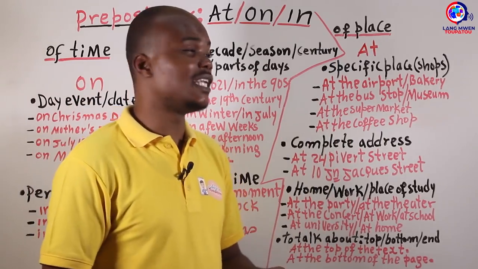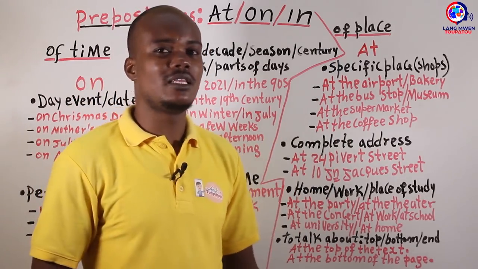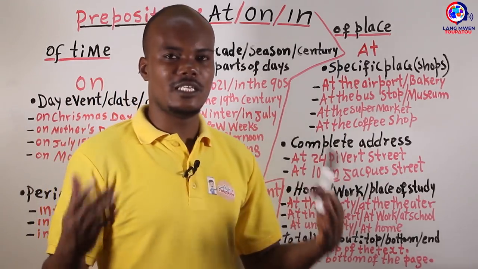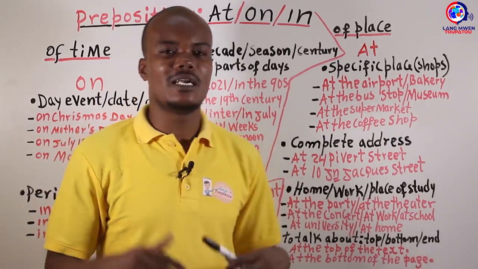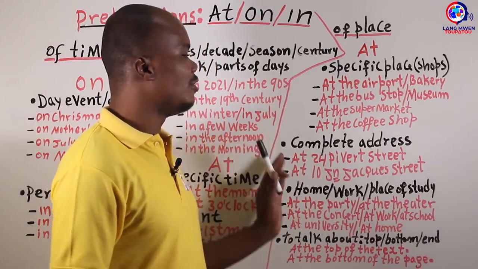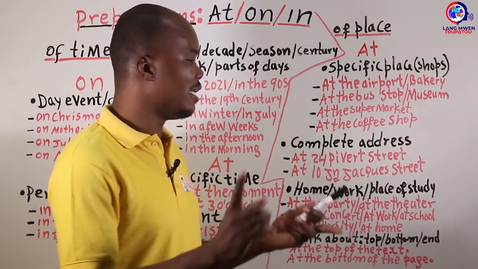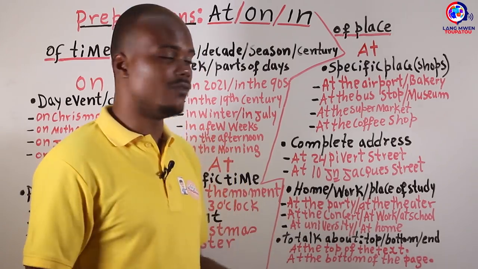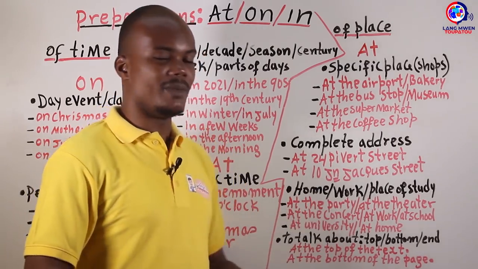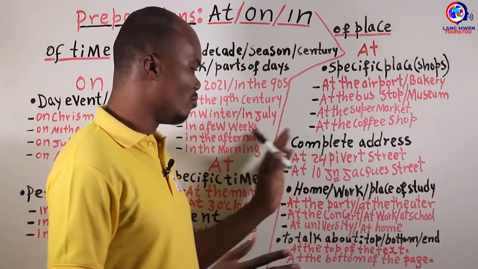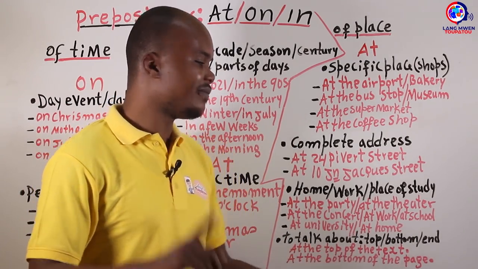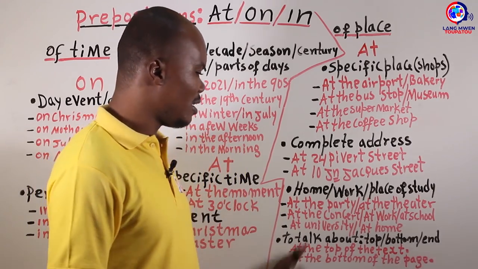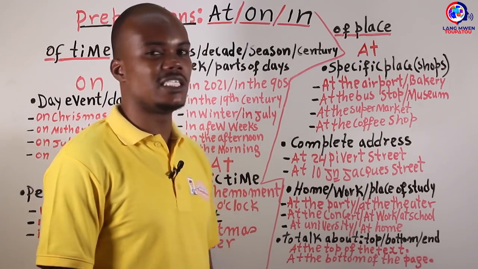Remember, you use the preposition at when talking about a specific place, and you use it to talk about a complete address. And you use it when talking about a group of activities, and when talking about the top, bottom, and start of something, you use the preposition at.